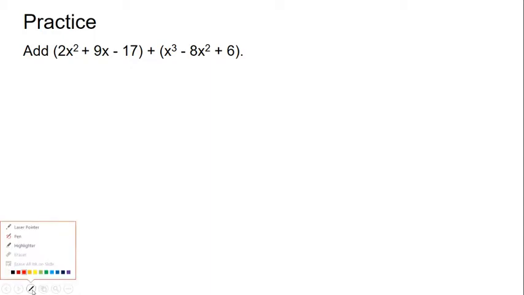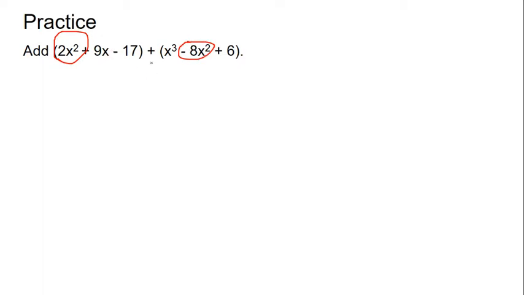Alright, so now that you've done it on your own, let's go ahead and go over it. So the first thing we need to do is identify like terms. So we got our x squared term here, and we got our x squared term here. Then we have a 9x. There is no x over in our other polynomial, so it's all by itself. Then we have our minus 17, and our plus 6. And then our last term here is x cubed, which does not have one like it either.